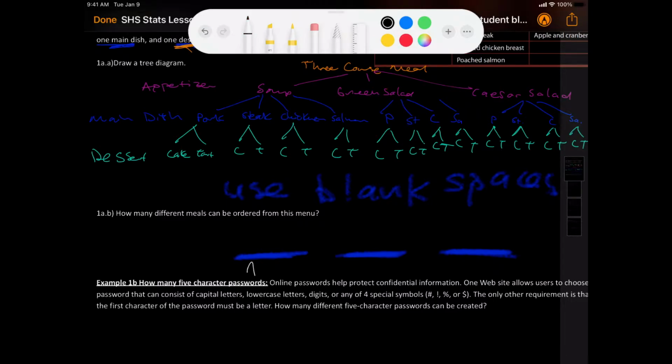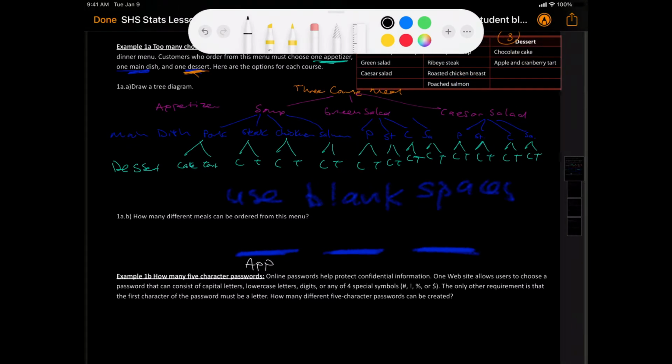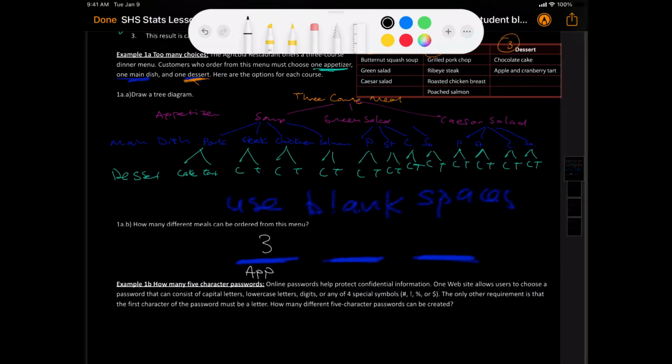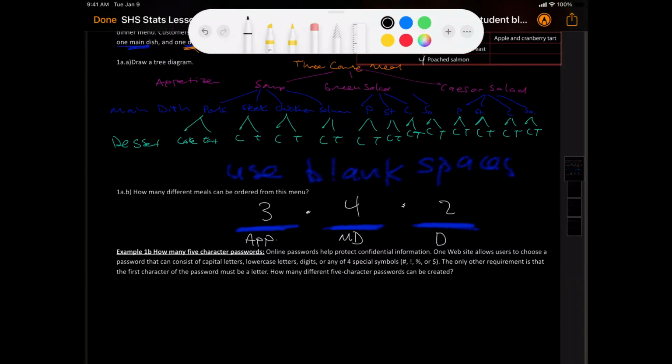So how many appetizers are there? There are 3 choices, right? And it tells us above to multiply. And for the main dish, how many main dishes are there? There are 1, 2, 3, 4. And then how many desserts? There are 2. So how many different meals can be ordered from this? 3 times 4 times 2 gives us 24 ways of ordering this meal.